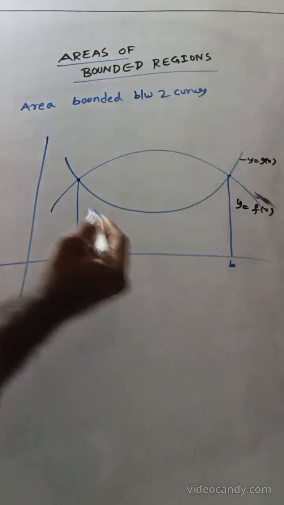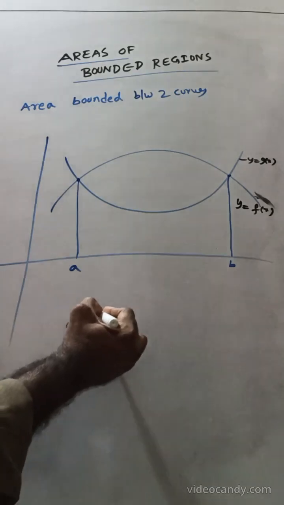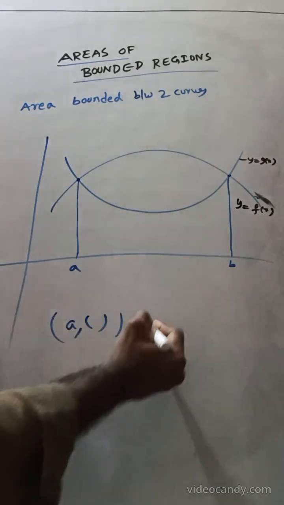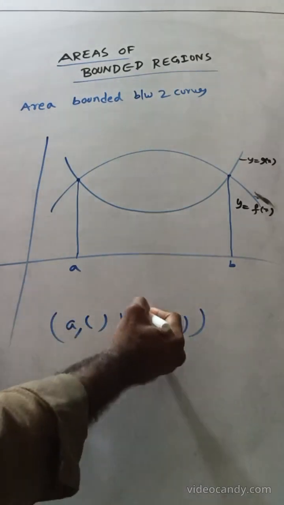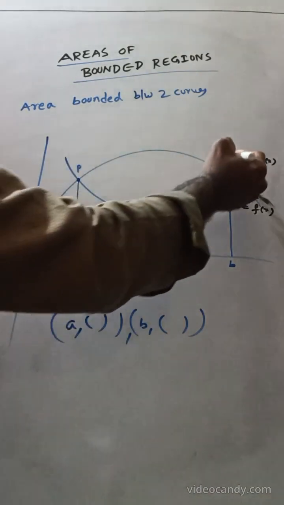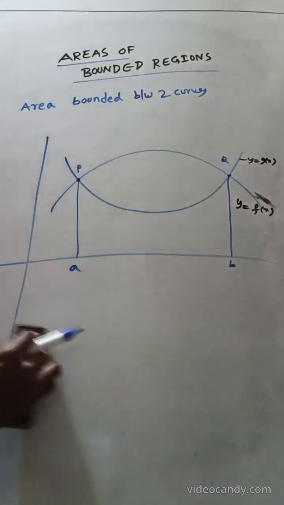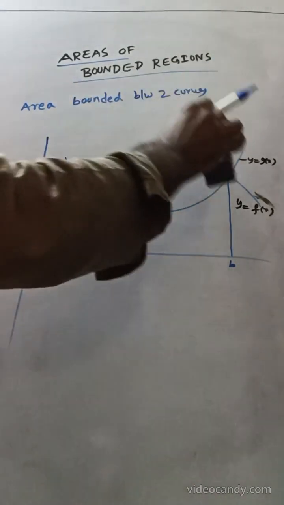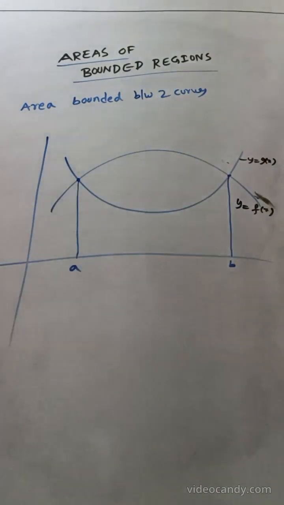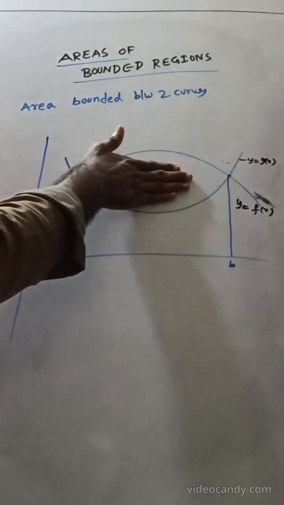Okay, let us take some point here A comma, and B comma, some point here. So some point is this one, P and Q. So they intersect like this at these two places. Now how to find the answer here? What is the area I want to find? It is very clear that I want to find this area.